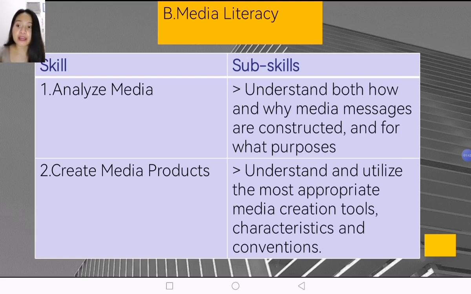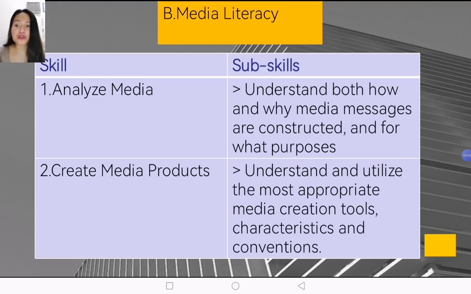So its sub-skill is to understand and utilize the most appropriate media creation tools, characteristics, and conventions. At the same time, as educators that we are, one of its perfect examples is when we use Google Classroom for effective use, especially in our blended learning and mainstreaming of lessons.